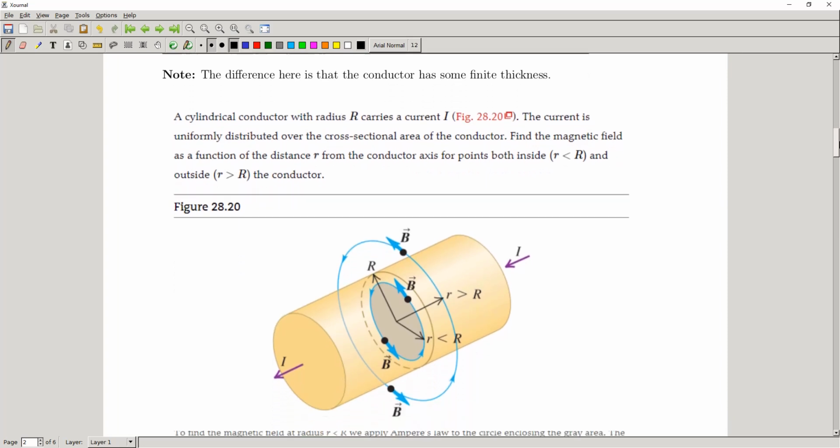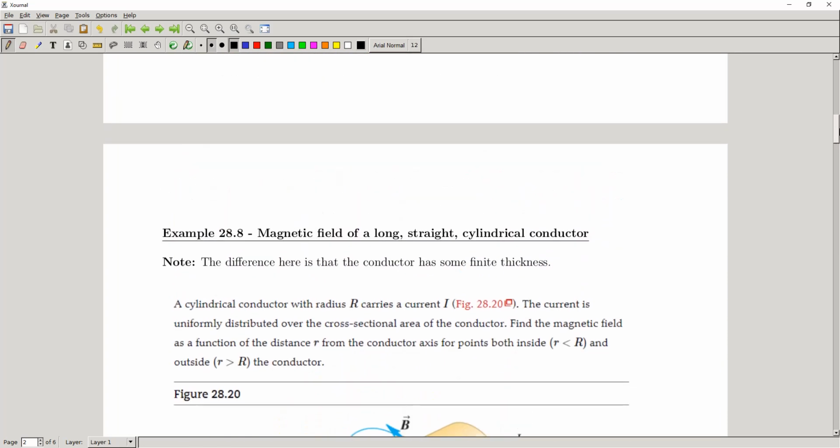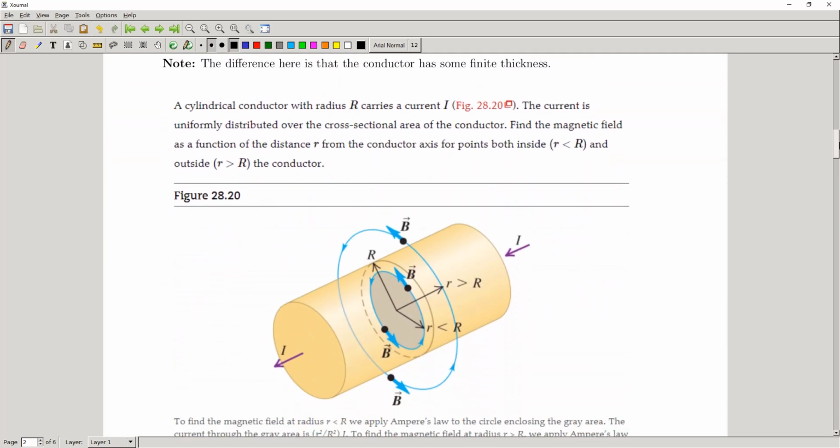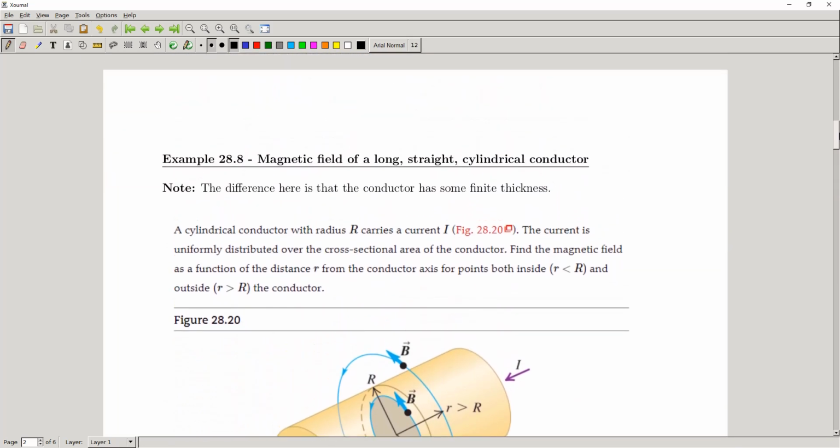Okay, so the textbook has some really nice diagrams for this stuff, so I copied those over here, but maybe I made them a little large. We'll try to work with it here. Okay, so this is 28.8 from the textbook. This is the magnetic field of a long, straight, cylindrical conductor.